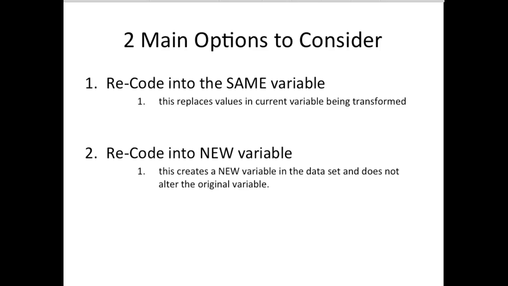So it's a good idea to go ahead and just always recode into a new variable and let SPSS create a brand new piece of data in your data set. That way you still have your original raw data and then you have your new variable as well. So you can always go back and look at whatever your original data had for you.